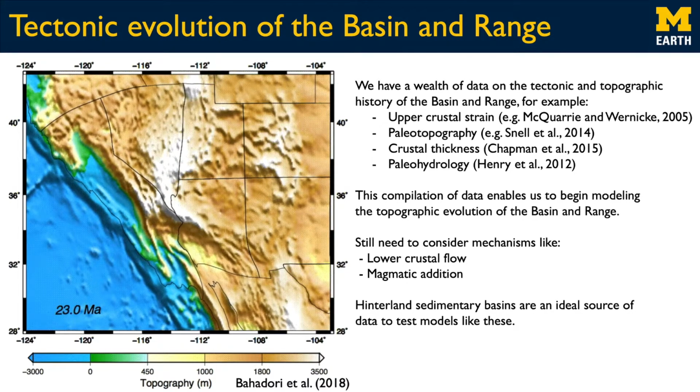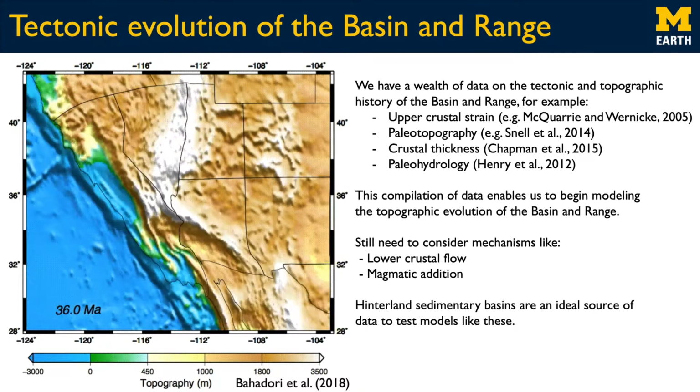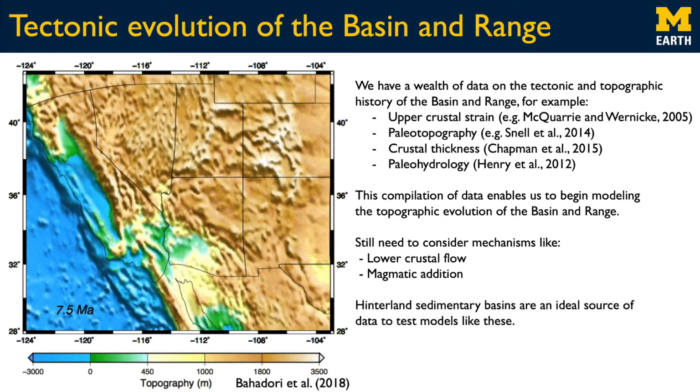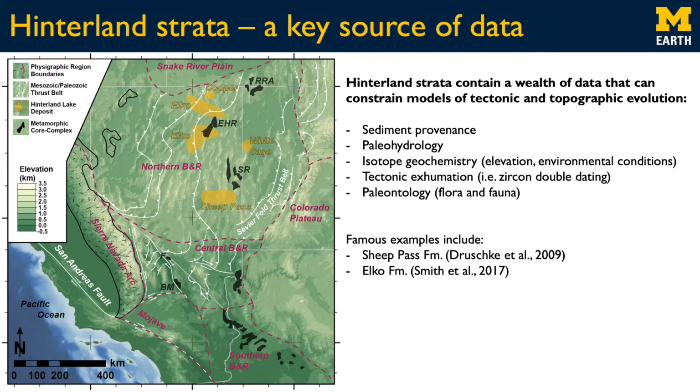And a great way to measure topography, especially 36 million years ago, before extension acted on the region, is to look at hinterland sedimentary basins that were deposited up on that high topography. Hinterland strata are windows to the initial conditions of the basin range before extension acted upon it.